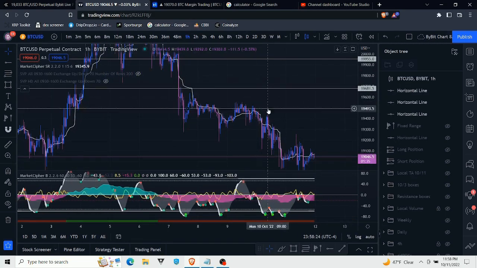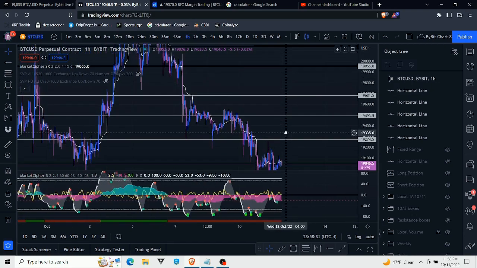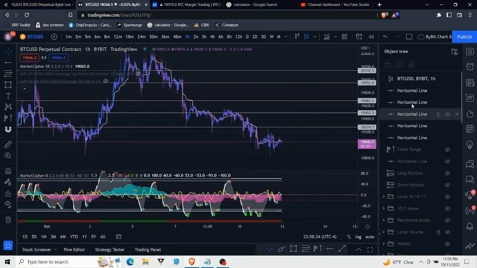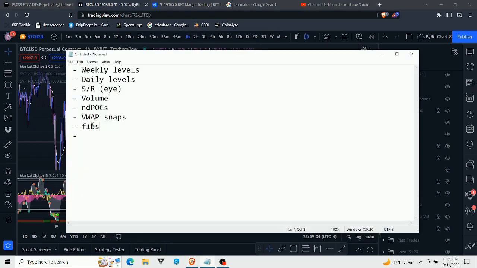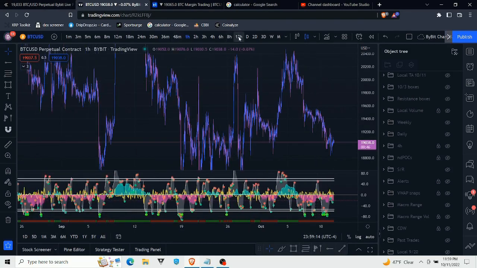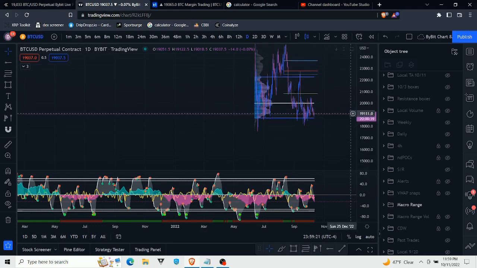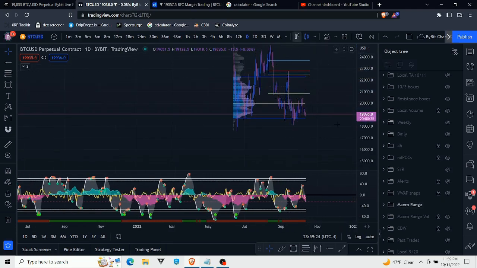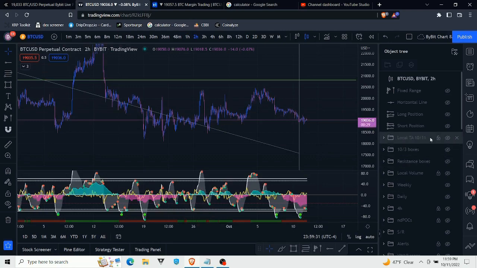I might actually do that because it doesn't hurt to have more levels to check for confluence with. I'm not going to label all those right now. I'll just put those in a folder and name them VWAP snaps. The last thing I have on this list is fibs. I don't like to keep a lot of fibs on my chart. If I do have fibs on my chart, I usually keep them in a folder for macro or local TA. You'll see with my macro range right here, I have one fib drawn, the most significant one at the moment. If I pull up my local TA and zoom in, I've got a few fibs pulled in here.